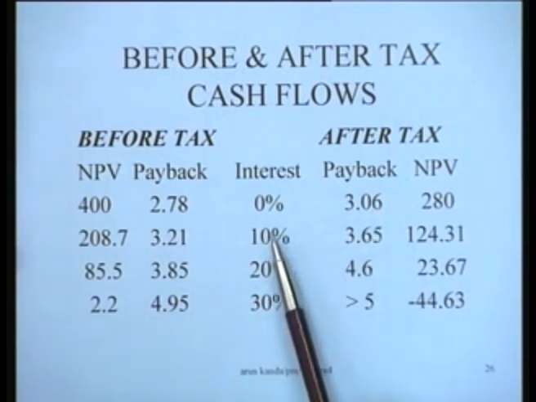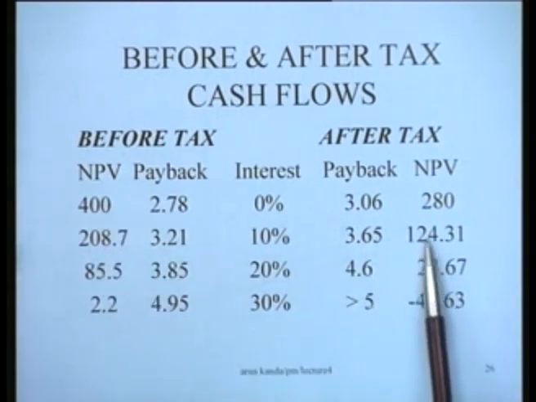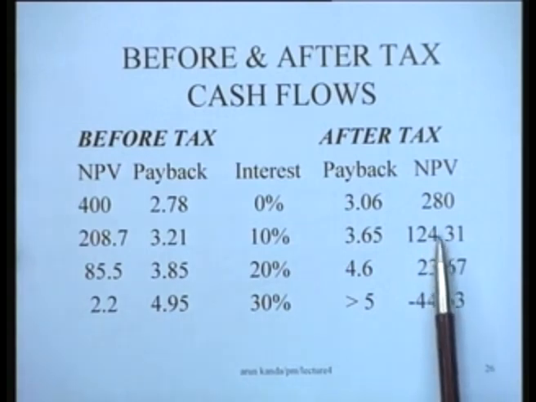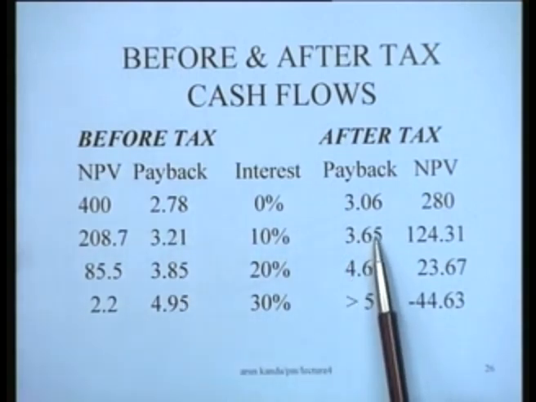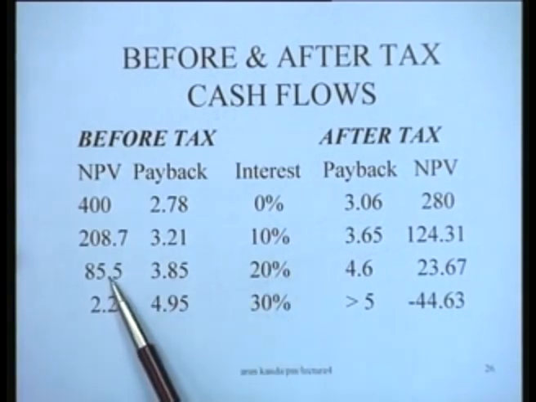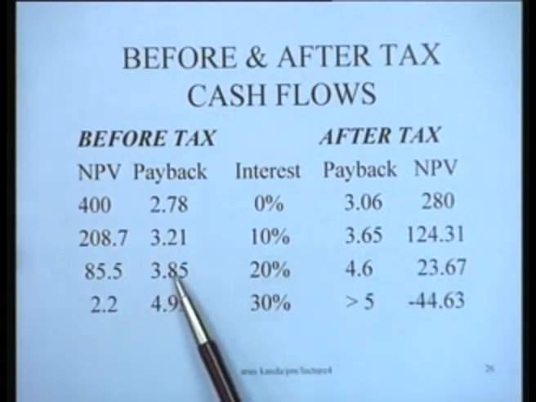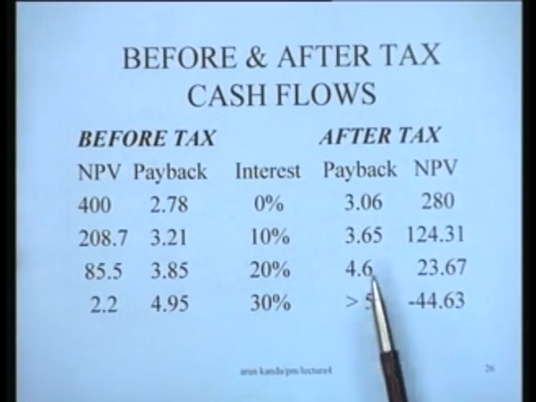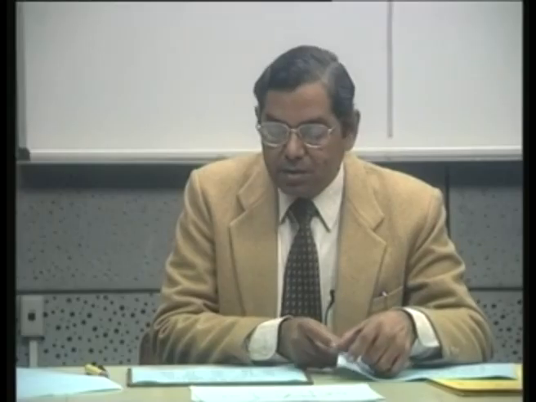Similarly, when the rate of interest was 10%, the NPV here dropped to 208, and in this case it dropped to 124.31, and the payback period was lesser here, while here it was more at 3.65. Similarly, when you increase the rate of interest to 20%, the NPV was 85.5 here and only 23.67 here, and here the payback period was 3.85, which was less, and here it was much more, and so on. You had these kinds of performance figures for both the before and after tax rates of return.